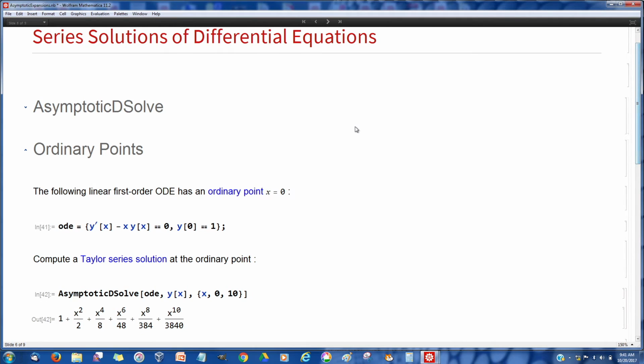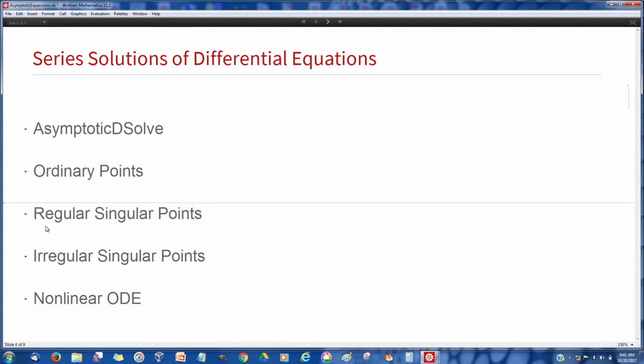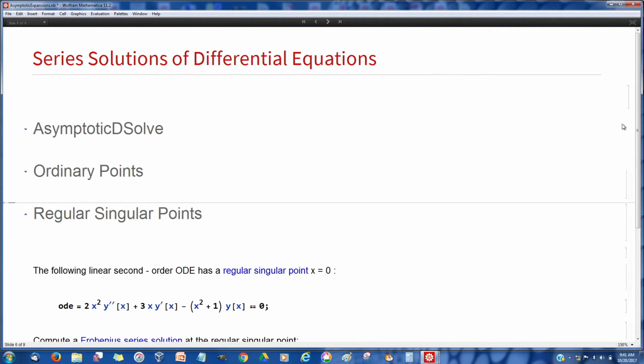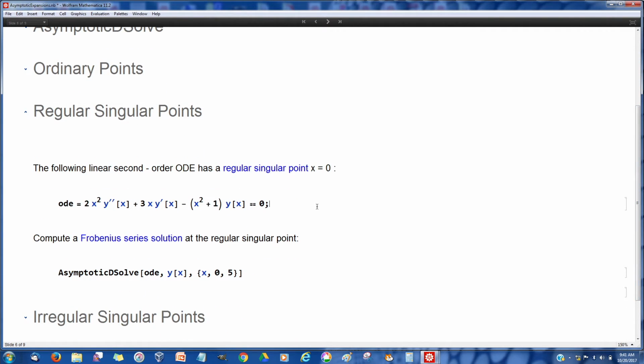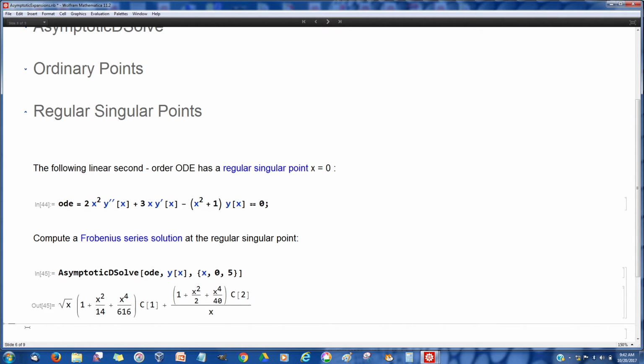Okay, so next I go on to regular singular points, and now things get a bit harder because what you have is a singularity in the coefficients, but it's pretty mild. So you have an x squared in the leading coefficient, you divide through by it, you don't get a bad singularity, and in such a situation we compute the Frobenius series solution and give back the answer. But now you don't have a power series, you have a square root of x over here and a 1 over x over there. That's the Frobenius method from college calculus. So ordinary points done, regular singular points done.